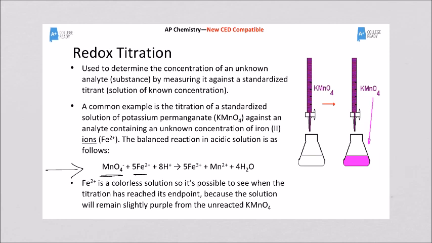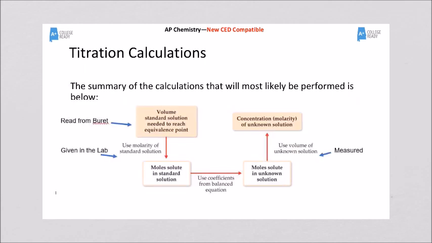Let's look at an example, so we'll see what this is going to look like. I included this general slide so that you'll know what kind of calculations you're going to be doing. Notice we have molarities and we're going to have volumes, so we can get moles from that. So I'm going to read a volume from the burette, and that's of the standard. Usually your titrant, the standard solution, is in the burette. It can be different, but that's just one common example. So I'll use the volume from the burette and the molarity that I've been given in the lab.